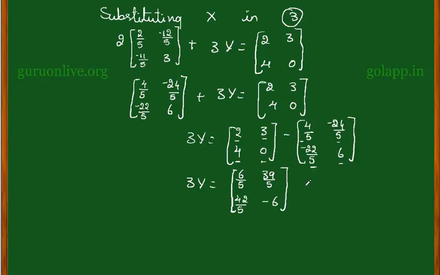I need to solve for y. So I shift the 3 to RHS. I get y is equal to 1 by 3 into the bracket. So I multiply that 1 by 3 into the bracket. So I get the matrix 2 by 5, 13 by 5, 14 by 5, and the last minus 2. So this is the y value for the second sub question.